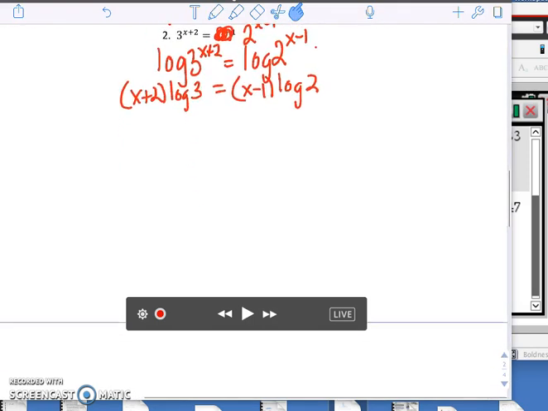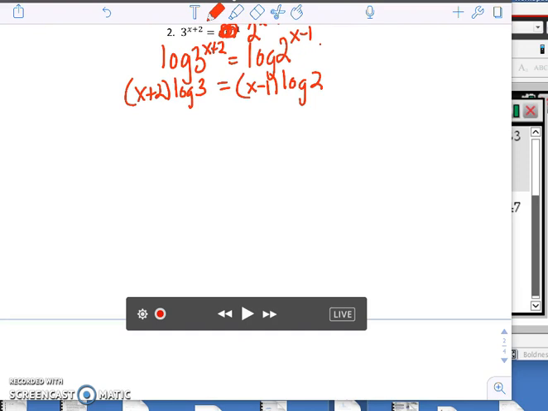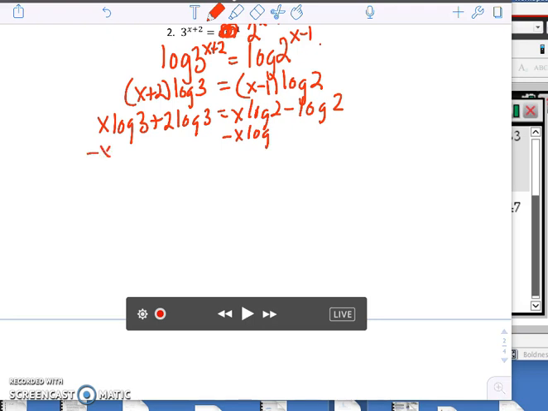So then we're going to have to do some distributing. So x log 3 plus 2 log 3 equals x log 2 minus log 2. And now we got to get our x's on the same side and our logs. So I'm going to subtract the x from that side, and it doesn't matter which one. I'll subtract the 2 log 3.